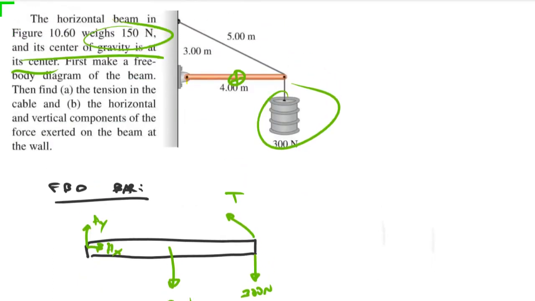And so I place my origin right here at the hinge, and the 150 newtons would be 2 meters from the origin, and then the 300 newtons is another 2 meters beyond that, and it's something like this. And then we actually have an angle theta here, and we could solve for this angle. This angle is 37 degrees.